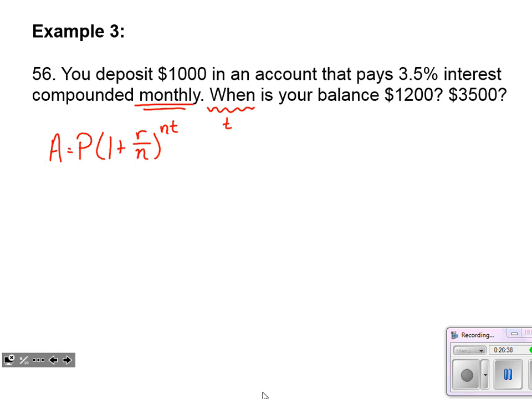All right, let's start off trying to find the $1,200 answer. The amount coming out is $1,200. We put $1,000 in. The rate is 0.035. That's how I would write 3.5% as a decimal. And since it's compounded monthly, that means 12 compounds per year. And I'm trying to find how many years.